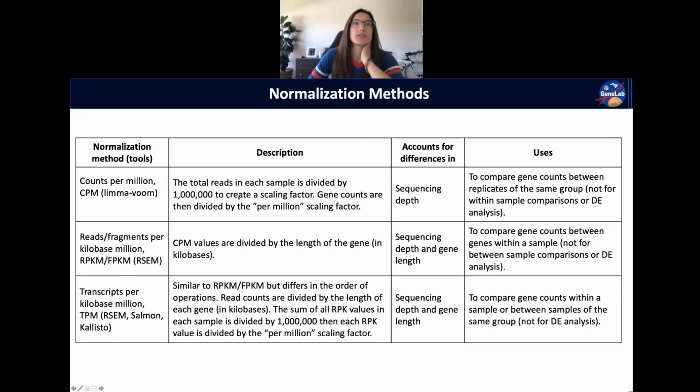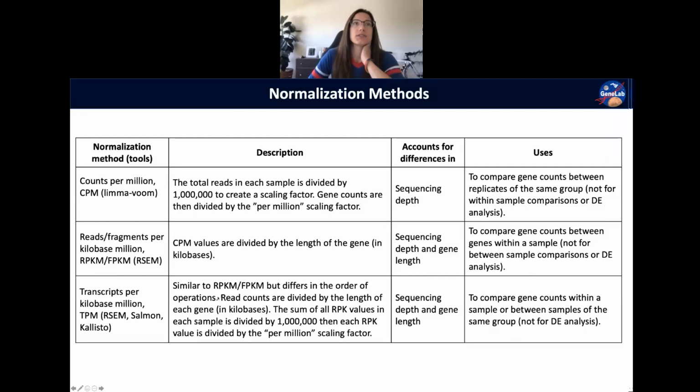First, counts per million is calculated using the same method as described here. Then that counts per million value is divided by the length of the gene in kilobases. In this method, we account for both sequencing depth and gene length. When you do this, you can compare gene counts between genes within a sample. But again, because we're not taking into account RNA composition, it's not advisable to use this for between sample comparisons or for differential expression analysis.